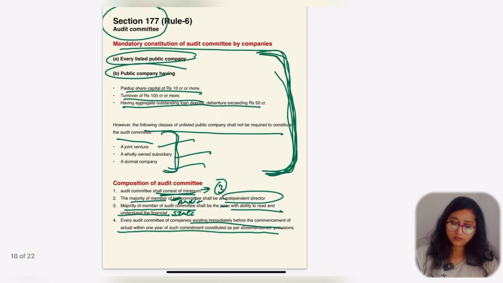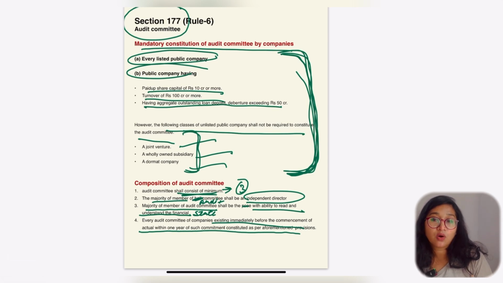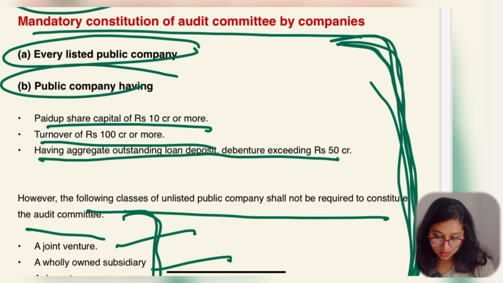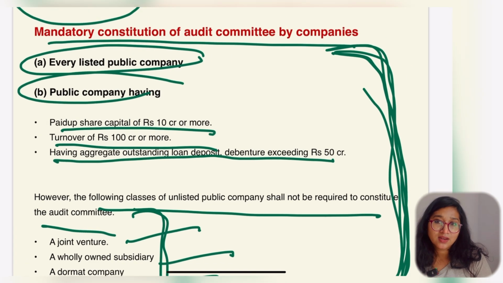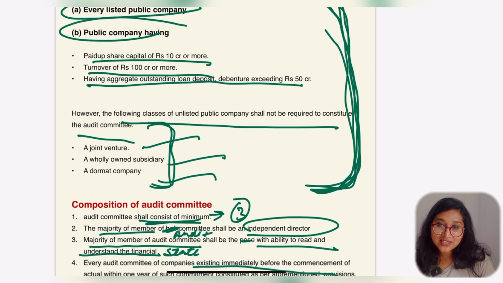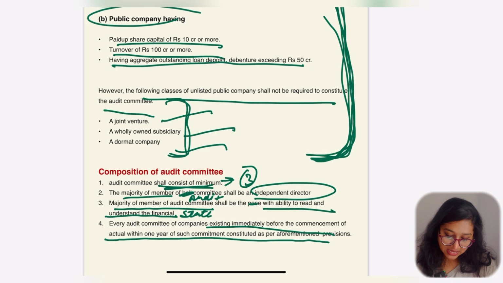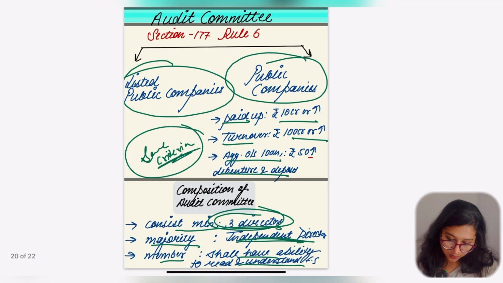So that's it guys. This was the topic of section 177 audit committee, rule 6. These were the same criteria, that's why I haven't emphasized these criteria, because I already discussed these prescribed criteria in some other section. So that's why I haven't given that much importance here. We are going for the next topic.